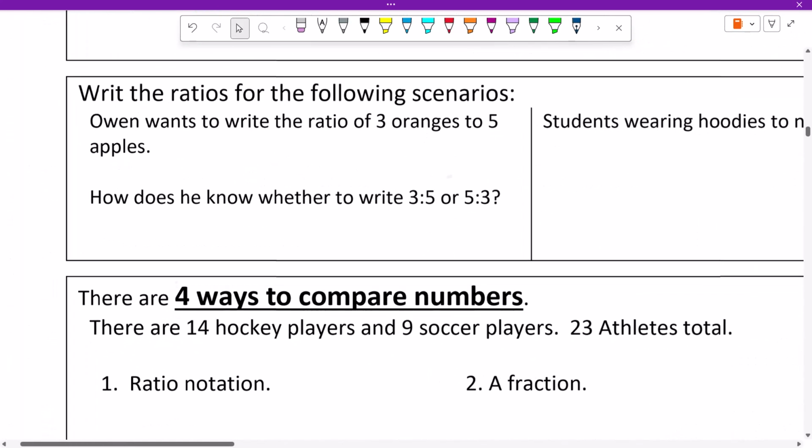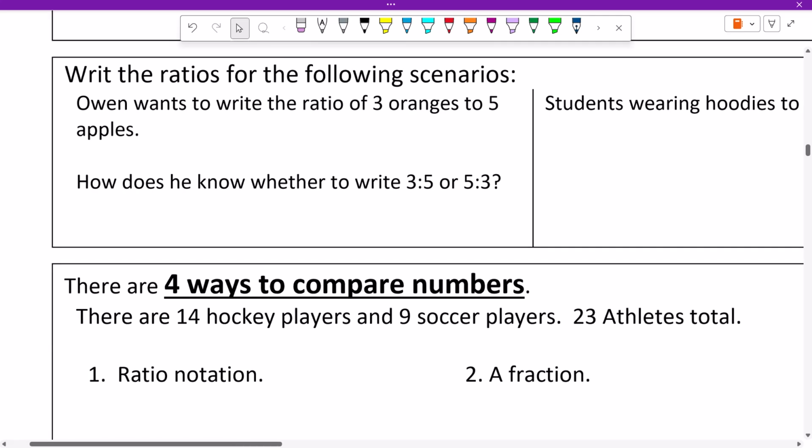Now, suppose in this question we want to write a ratio of 3 oranges to 5 apples. What order do we write these numbers down? Do we go 3:5 or do we go 5:3? Which order do we write these numbers down? One is right, the other one is not. 3 to 5. You're correct. Why did you say 3 to 5?